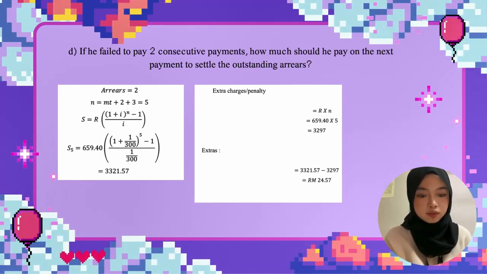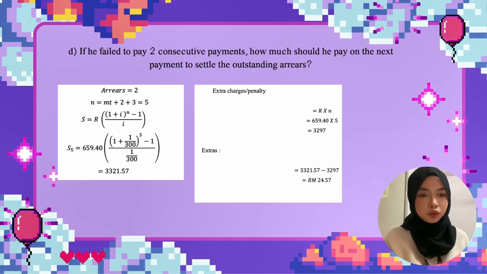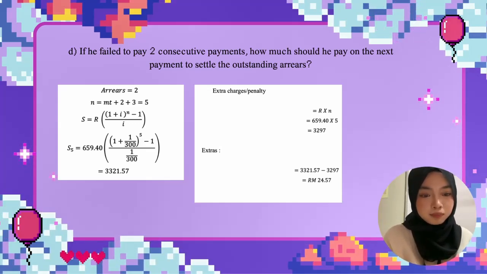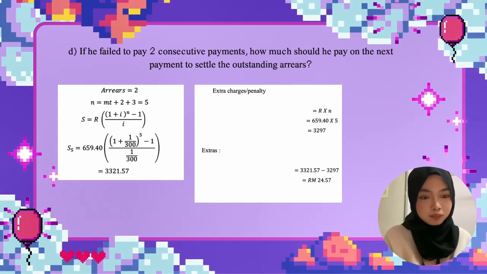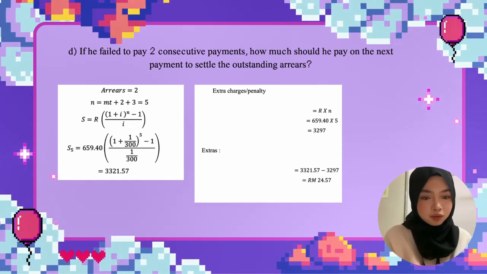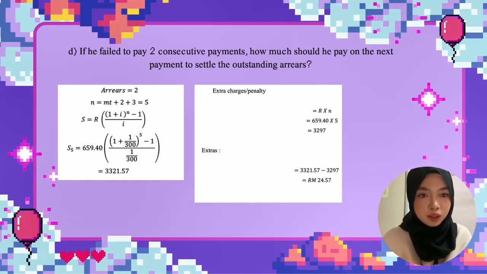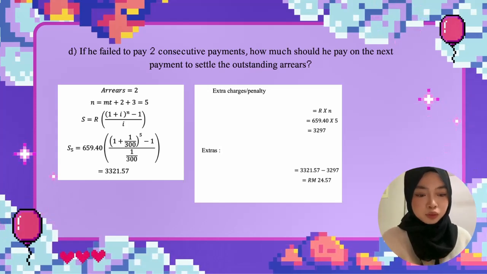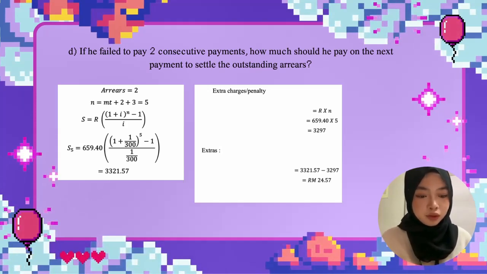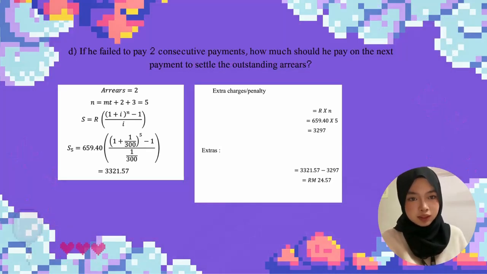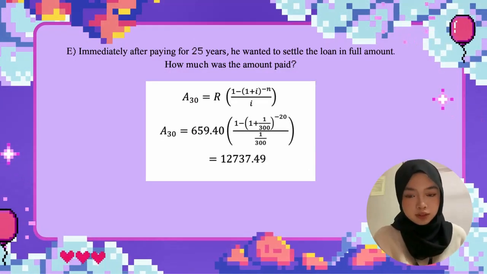3321.57. And for the extra charges or penalty, I use formula R multiply N. R is 659.40 and multiply N, which is 5. The answer is 3297. The next step is 3321.57 minus 3297. The answer is RM34.57. And for the last question is 2E.